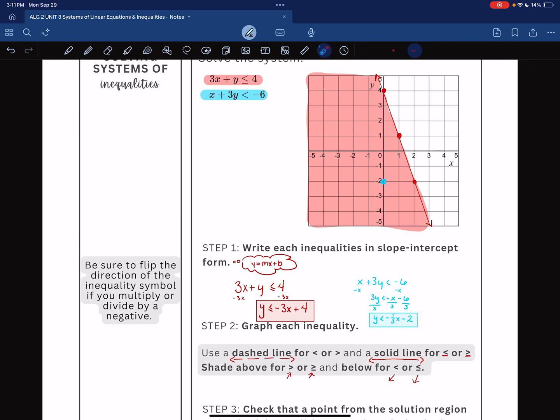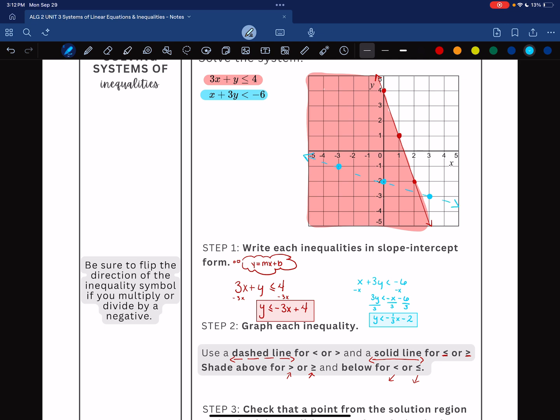Then we move according to our slope. Our slope is -1/3. So that means go down 1, right 3. That's all I can go in that direction. So I could also go up 1, left 3. This line, dashed or solid? Dashed or solid, you guys? It's dashed because it doesn't have the little equal to underneath it. Because it's not equal to underneath it, it's going to be a dashed line. So we're going to come in here and make a dashed line, connecting those points.